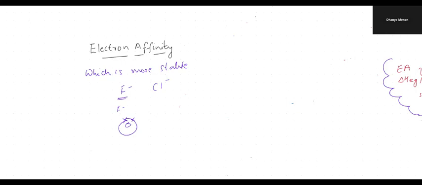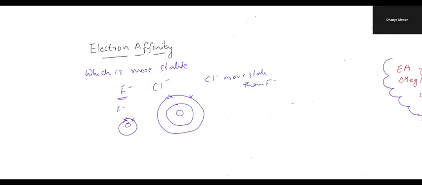But in case of chlorine, the size is big, so the chances of electron-electron repulsion are very, very less. So chlorine minus is more stable than fluorine minus, F minus. Okay, so chloride ion is more stable than fluoride ion.